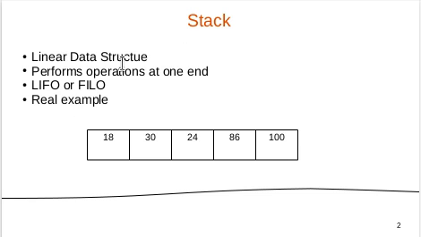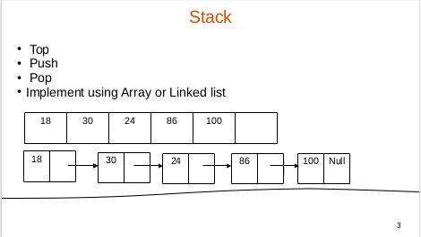Stack is a linear data structure. It performs operations at one end, that is LIFO or FILO. That means last in first out: the last item inserted will be the first item to come out, or first in last out: the first inserted item will be the last item to come out. A real example of a stack is a stack of plates in a restaurant, where we take plates from the top and also add fresh plates at the top only. So this is an example of a stack.